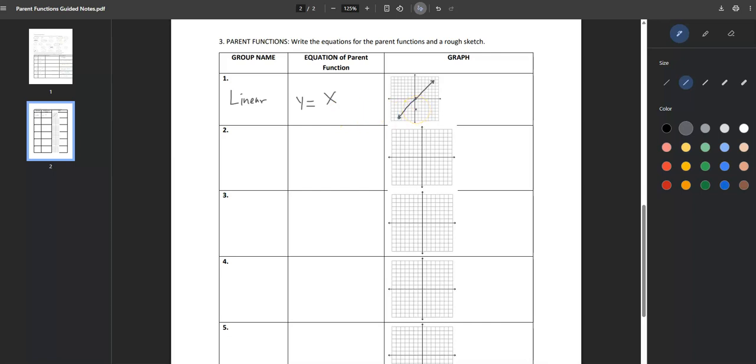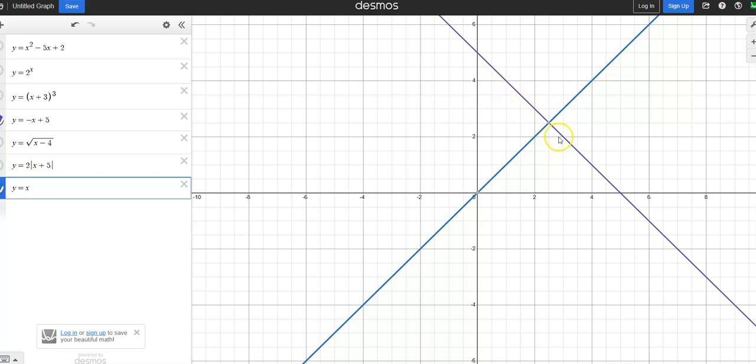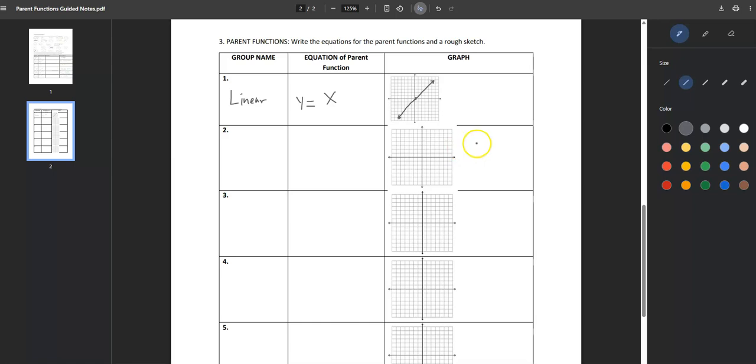And anything that forms a straight line, there's going to be some sort of transformation with it, just like everything else. So this fourth one right here, this is a linear as well. It's just been shifted and moved and reflected and all that kind of stuff. Okay? All right?